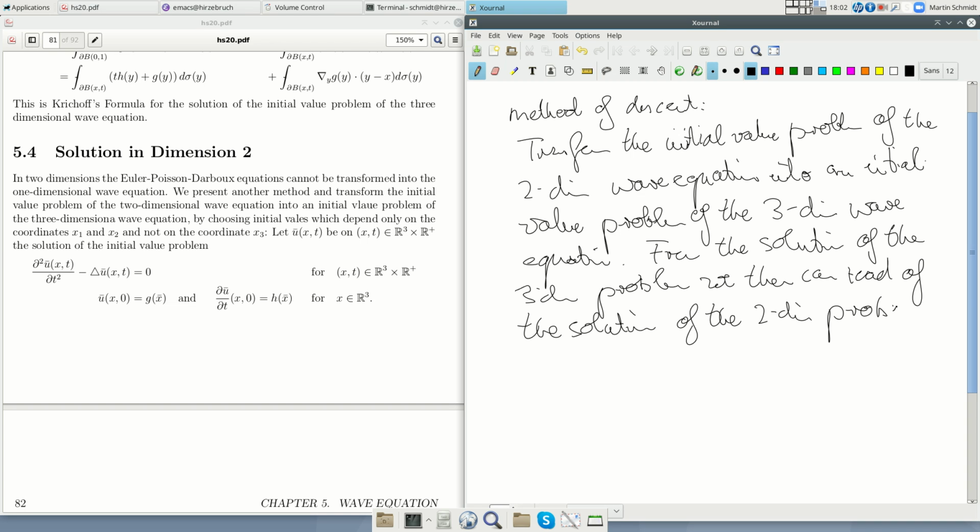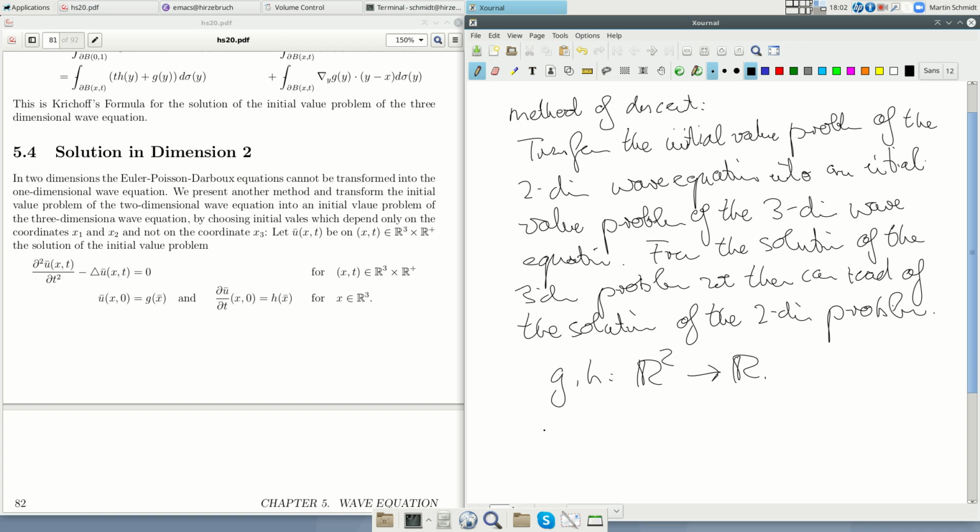Okay, how to choose these initial values in three dimensions. So we have functions, we call them g and h. These are functions from R2 to R. And now how to make them into functions on R3.